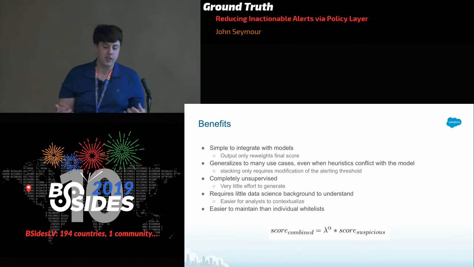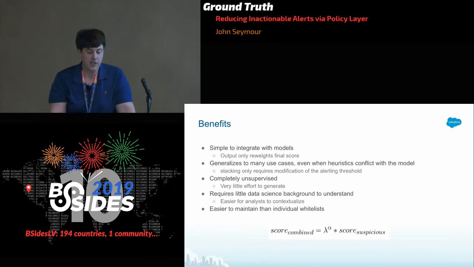Right, so this is a really, really simple approach, and it's also simple to integrate with the models. Actually integrating this score with rules and models is very straightforward. You just multiply the 2 different scores together. It also has a lot of other benefits, though. The model can be reused for many use cases.